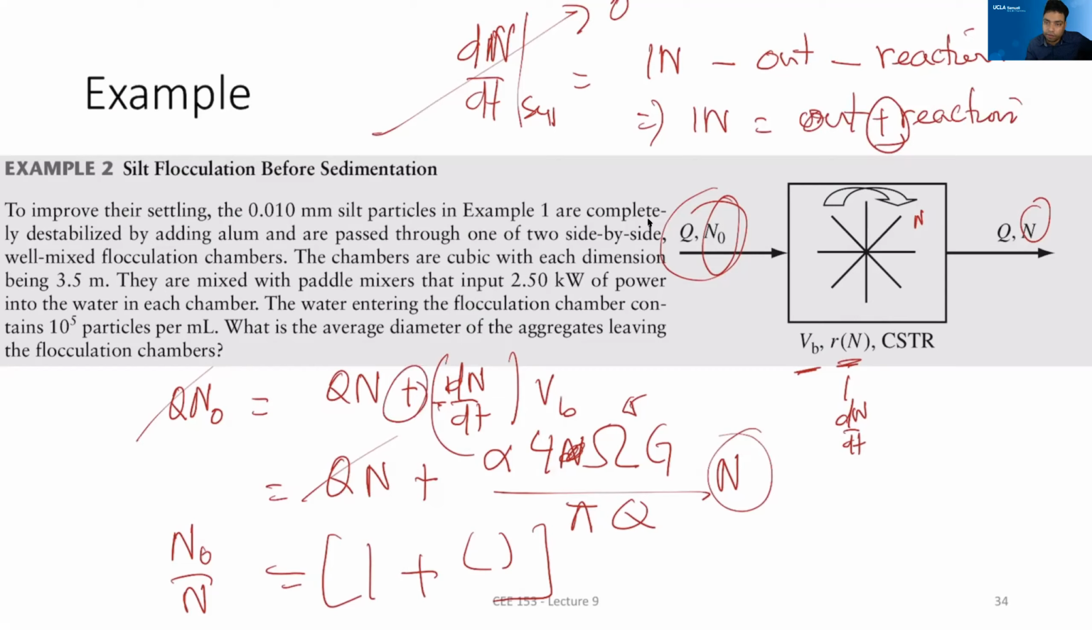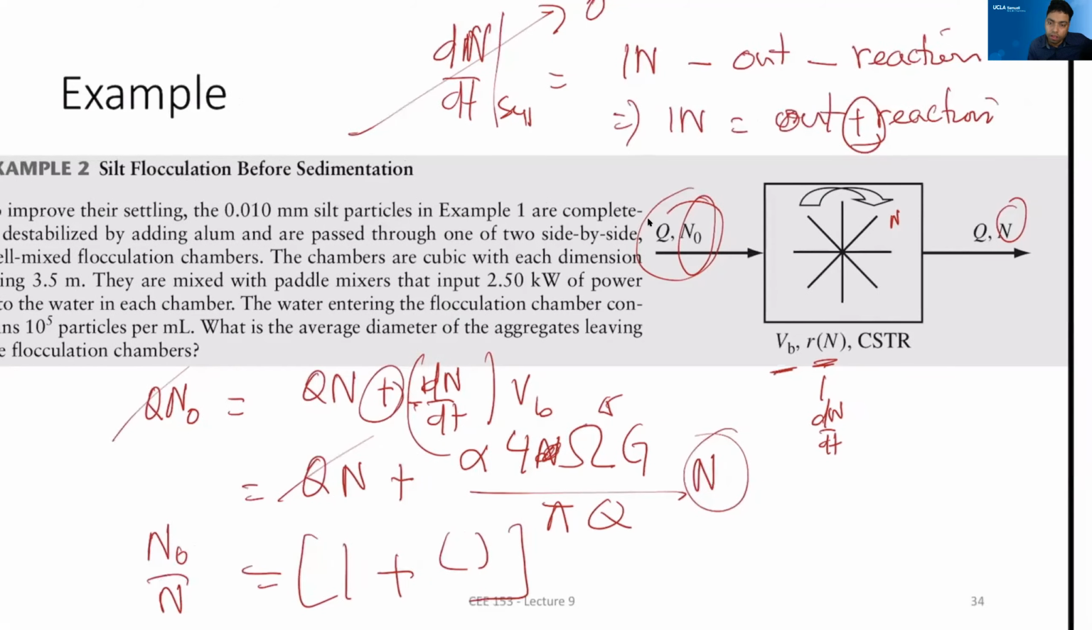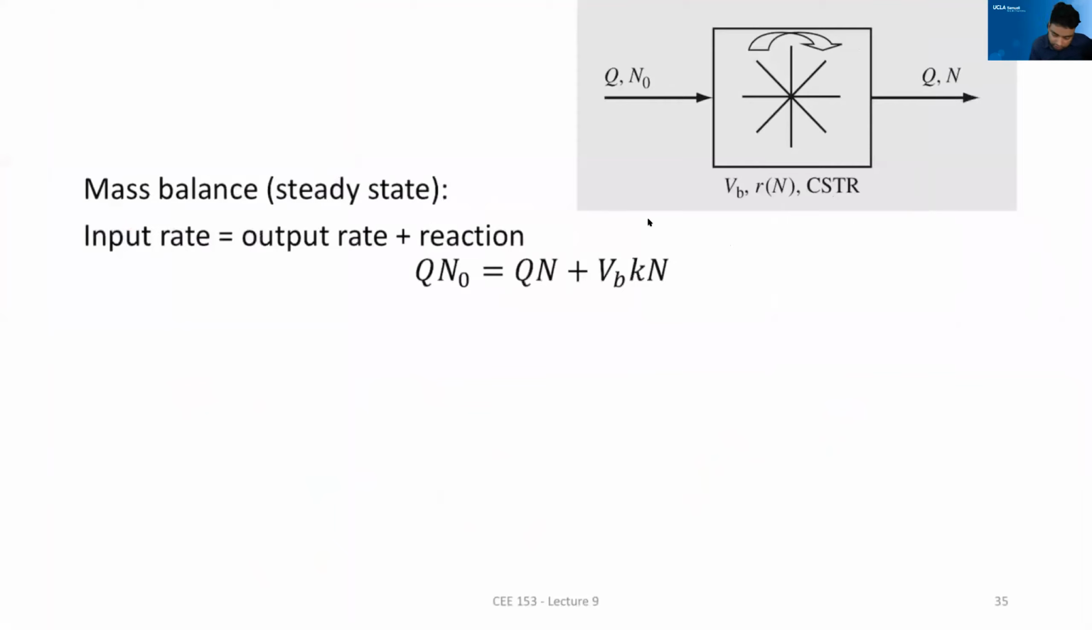That's just a shortcut for me to check the example in the book. You should be able to find the answer. It's already solved in the book. So this is written here, and solve for N.